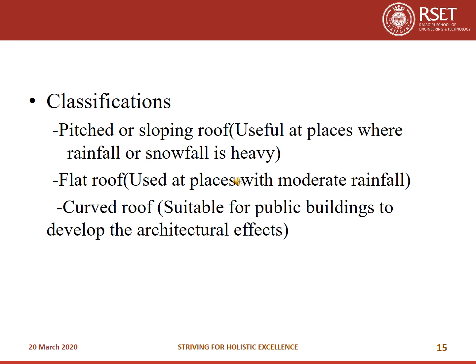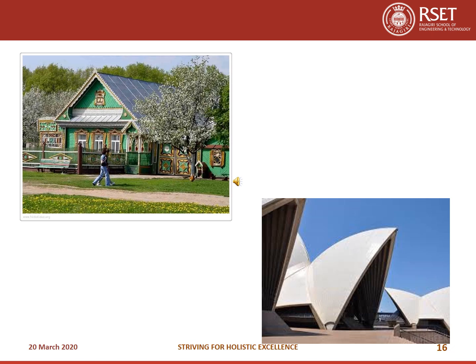Classification of roof includes pitched or sloping roof. This kind of roof is useful at places where rainfall or snowfall is heavy, because since it is sloping, the water will go. Then flat roof. Flat roof is used at places with moderate rainfall. Then we have the curved roof, suitable for public buildings to develop the architectural effects. I'll show the figure in the next slide. You can see a sloping roof and a curved roof.